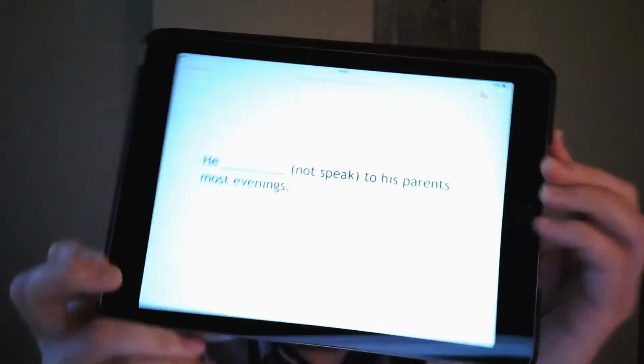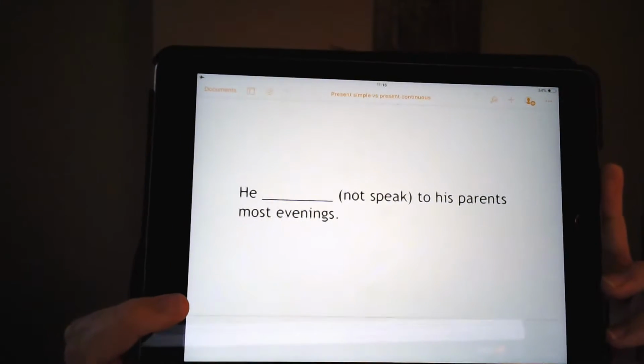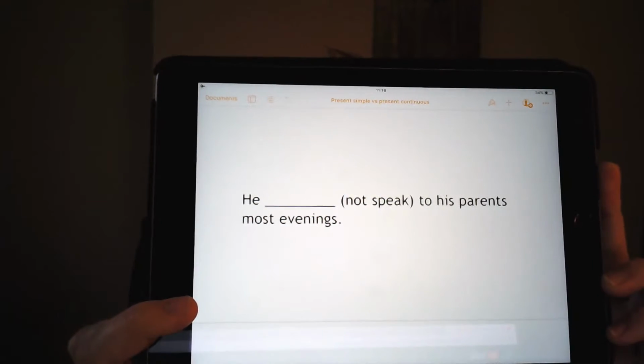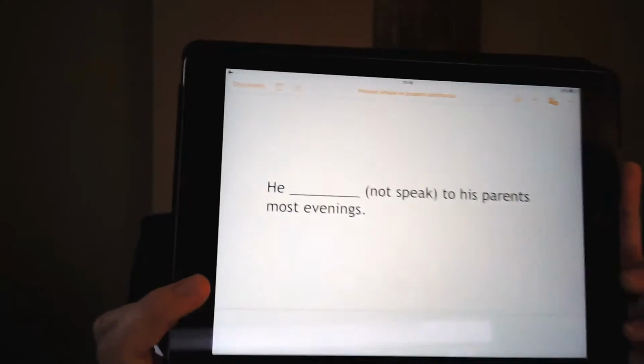Okay, so in this one, I would like to make a negative sentence. That's why we say not speak. So we want to have negative, which is why I wrote not, and speak to his parents most evenings. So we're not talking about this evening, we're not talking about this morning, we're not talking about now, we're talking about most evenings. A repeated action.